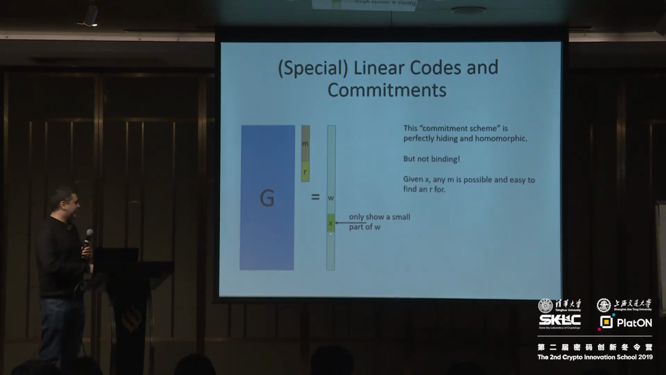Because if you give out an X, it's easy to complete the W to open it to any M. So this is not good.